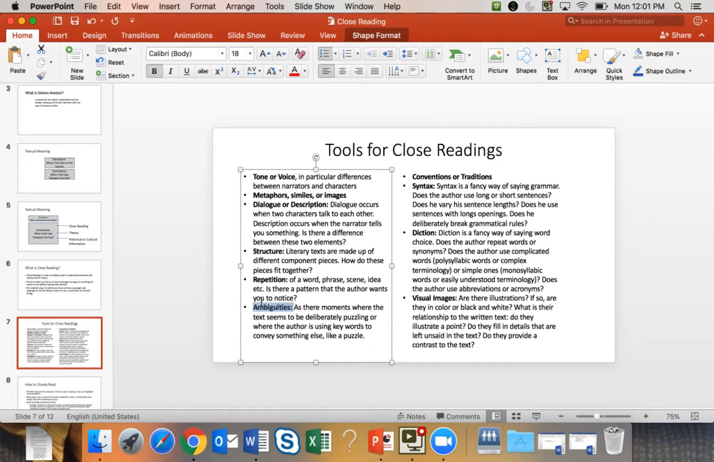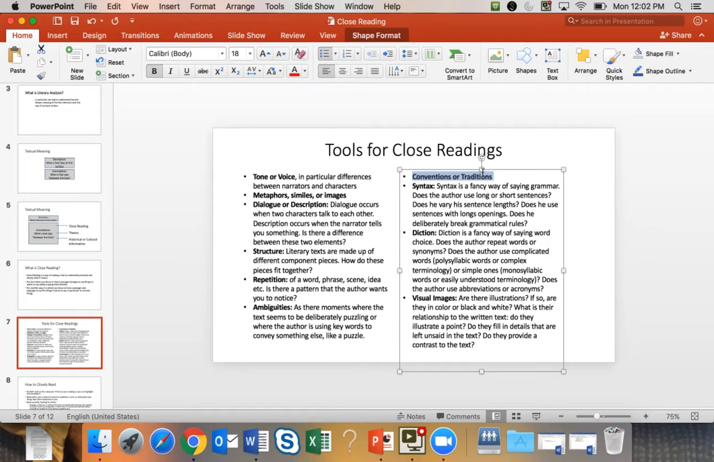And the final idea on the left-hand side is ambiguities. Ambiguities would be moments within a given text where the text seems to be deliberately puzzling or withholding meaning, or where the author seems to be using key words in more than one way and asking us to understand a given term from sort of two different angles. Now, we also have another set of tools. This list continues on the right-hand side.